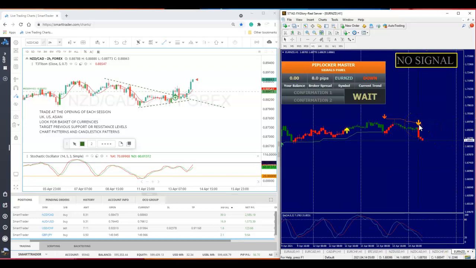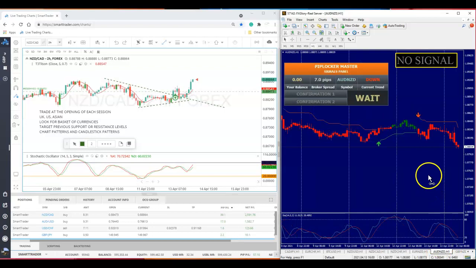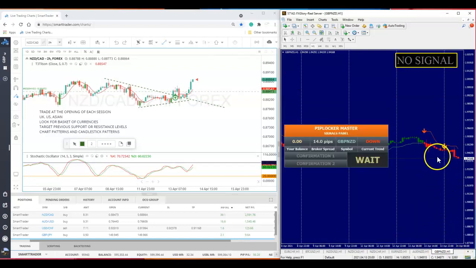This is the most recent, New Zealand Euro, New Zealand dollar's in a downtrend, and I will be entering a trade with that one. Aussie also, New Zealand's in a downtrend, so the New Zealand dollar is strong against this basket of currencies. Pound New Zealand also in a downtrend. I'm up 39 pips on New Zealand CAD.